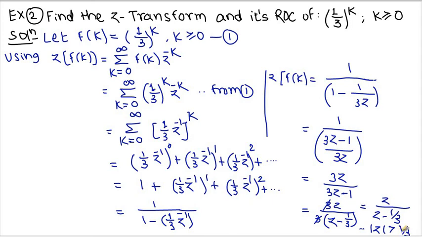This completes the z transform of the given function 1 by 3 raised to k for the given condition k greater than or equal to 0. I think both the problems are easy to understand for you.